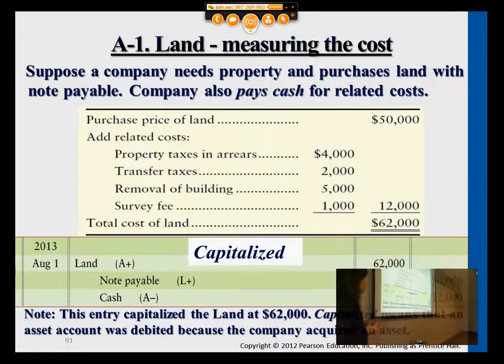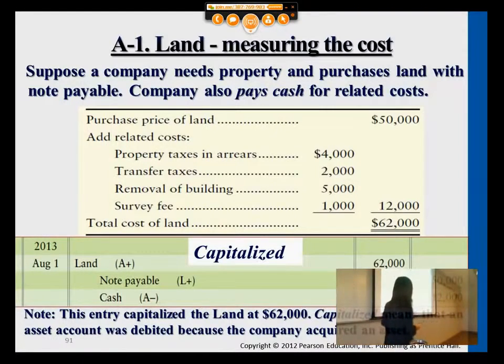Now in the chapter you'll also see capitalization of certain assets. This term simply means purchasing a plant asset. So we either say purchasing the plant asset land or capitalization of land, $62,000. That just means acquisition of a plant asset. That's what capitalization means. So it tells you this entry capitalized land at $62,000, meaning an asset account was debited. We purchased an asset.